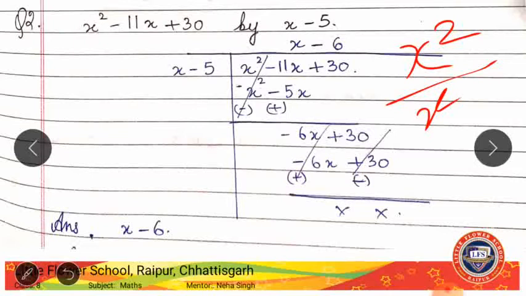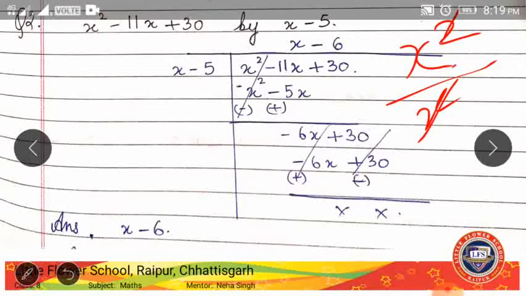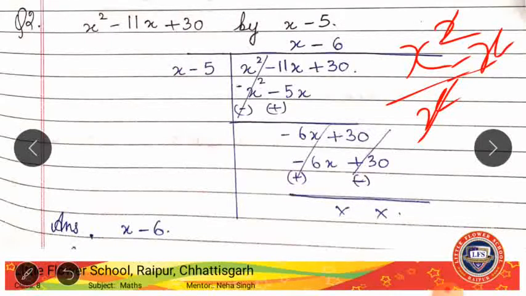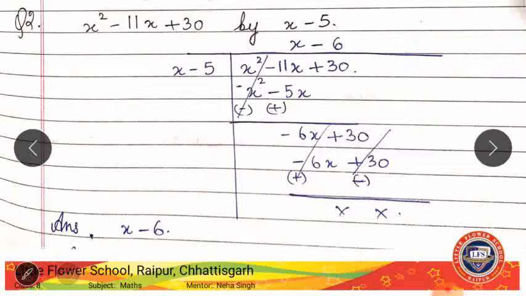X square means x into x, so one x will be cancelled. What are we getting? X, right? 1x we are getting here. So this will be the first term of the quotient. Understood? This process you're going to repeat again and again. What I said, I'll just repeat it once.